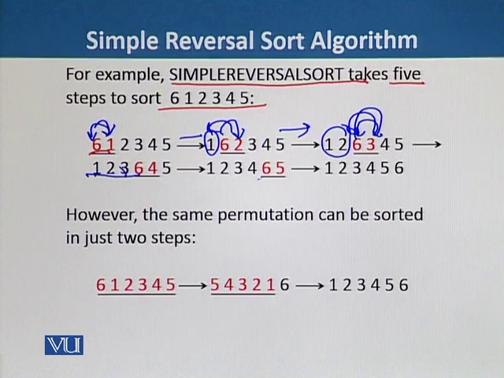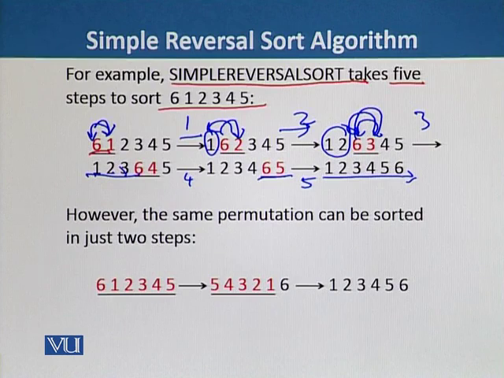This will continue until all the elements are in ascending order. So we can see here it will take 1, 2, 3, 4 and 5 steps to arrange these numbers. We can arrange these numbers in 5 steps by using the simple reversal sort algorithm. But there is a drawback in this algorithm, as we have seen previously, that we cannot guarantee the minimum number of steps.